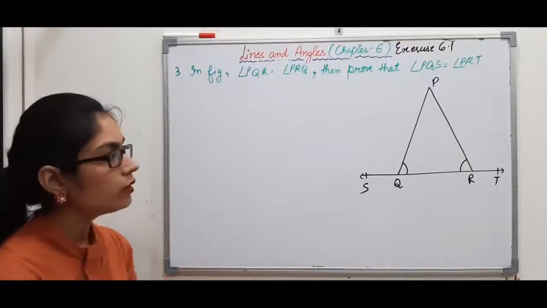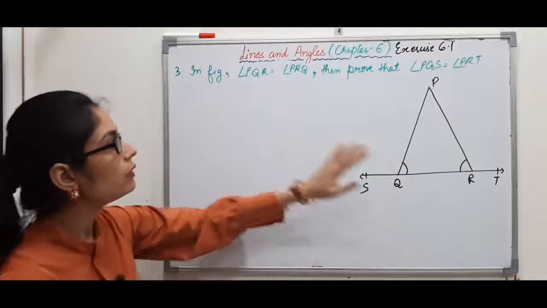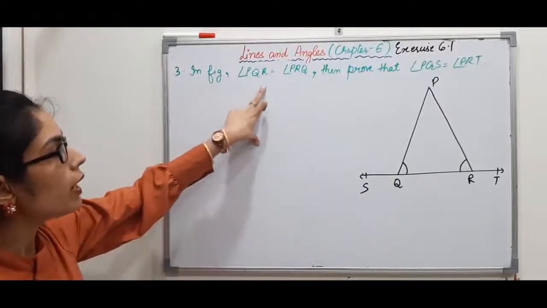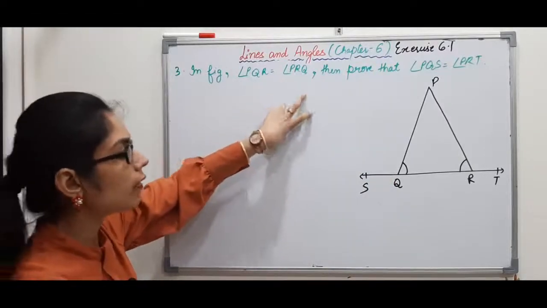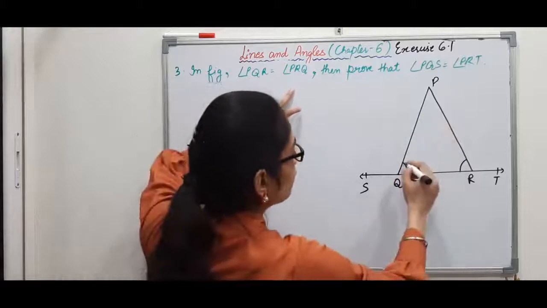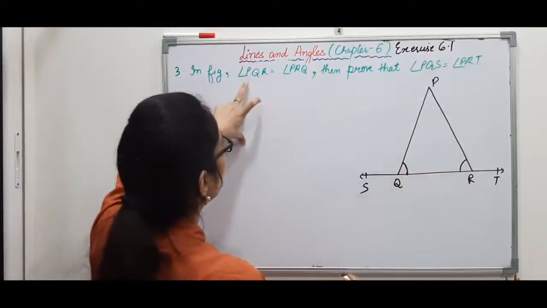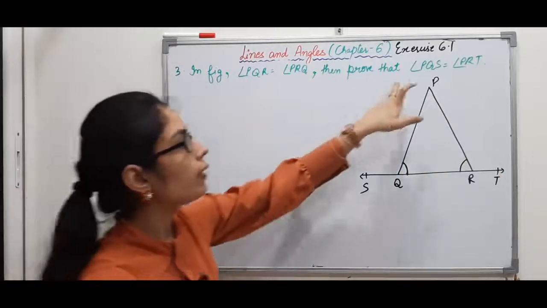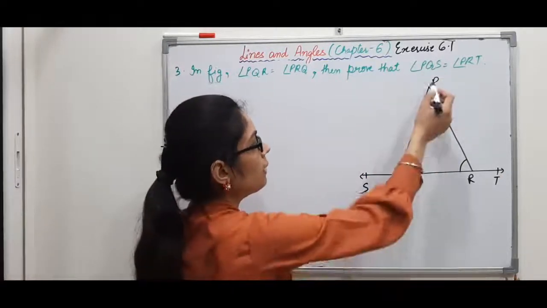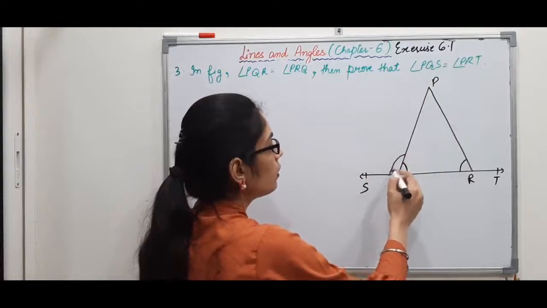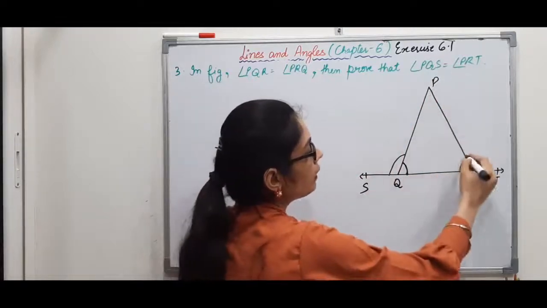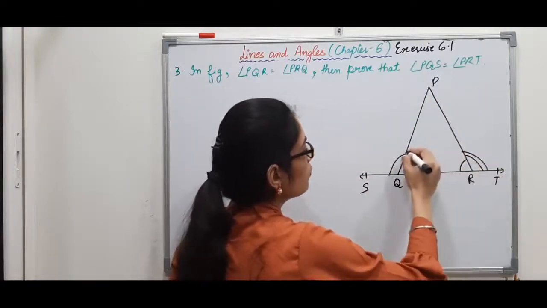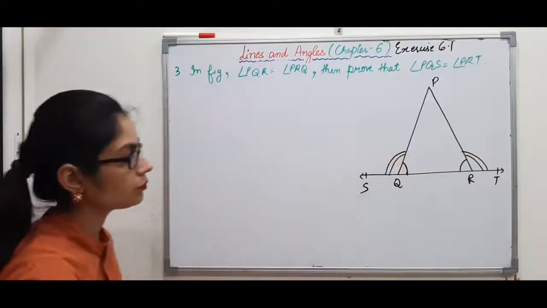In question number 3, this figure is given to us, and it's given that angle PQR is equal to angle PRQ. PQR, this angle is equal to angle PRQ. Then we have to prove angle PQS, this angle, is equal to angle PRT. So this thing we have to prove.